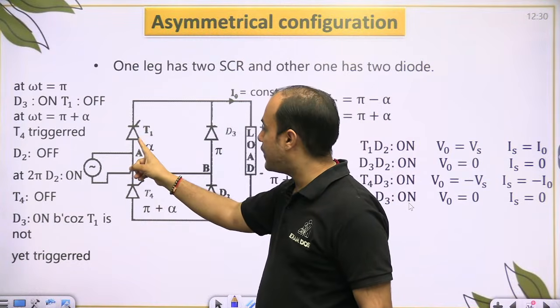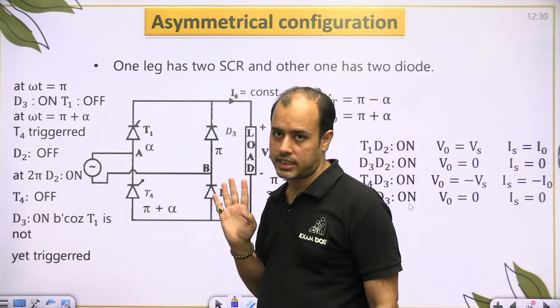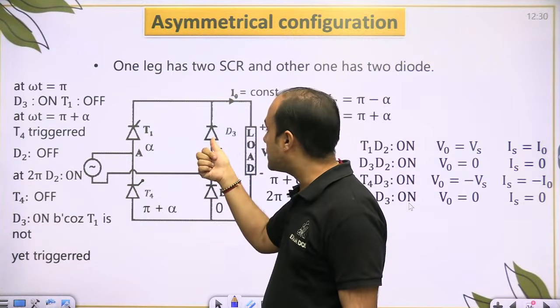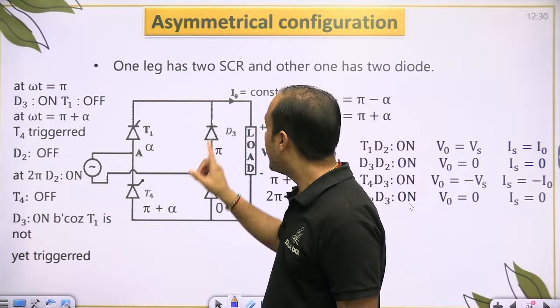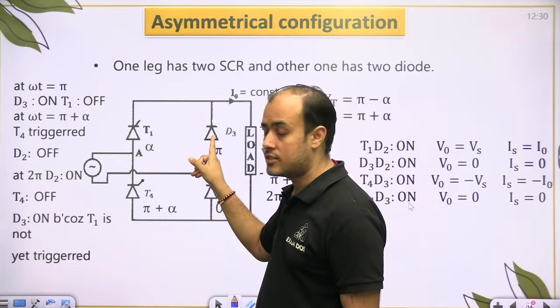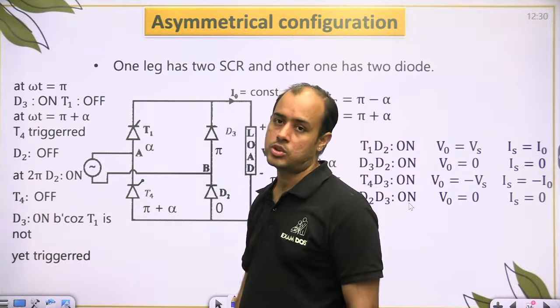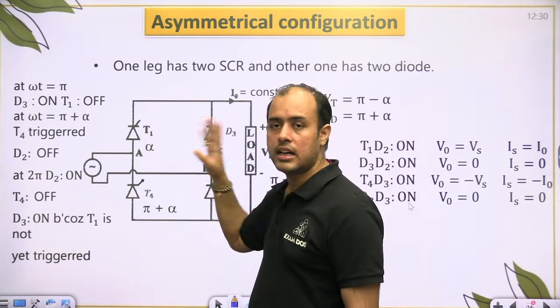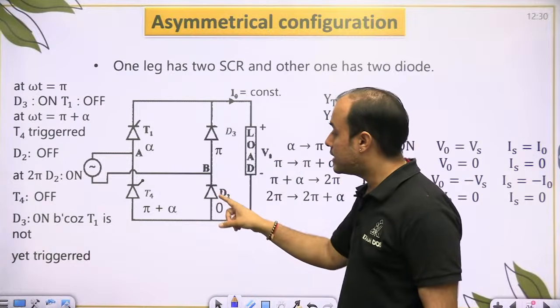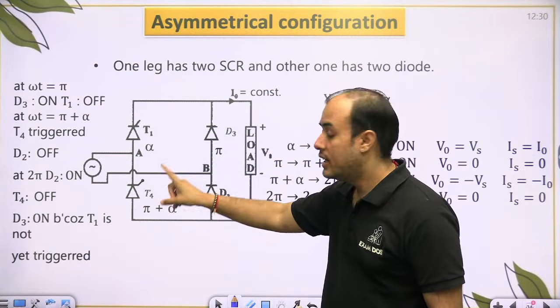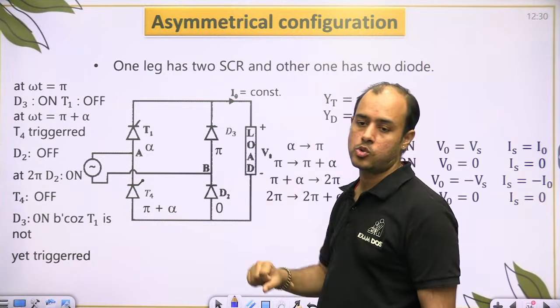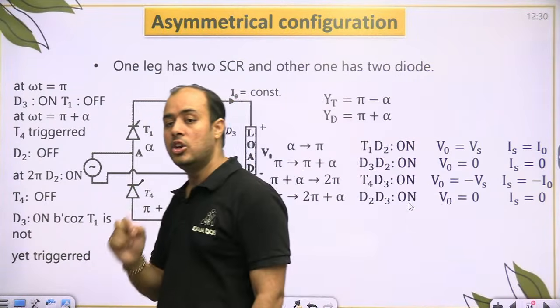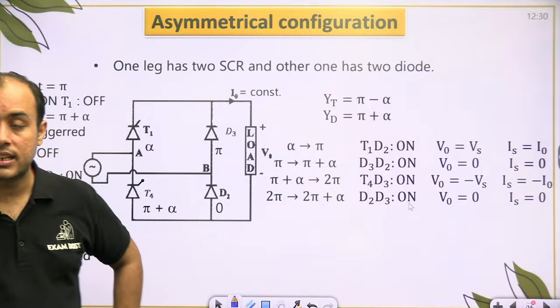So from alpha to pi, T1, D2 are conducting. But at pi, D3 turns on. It does not care about alpha. As soon as D3 turns on, T1 has to turn off. So T1 turns off at pi, but T4 is still not on. T4 waits till pi plus alpha. So D2 has to conduct because load is demanding constant current.